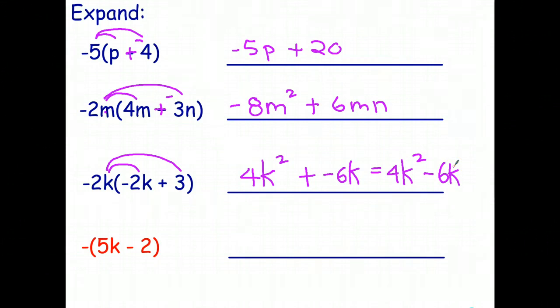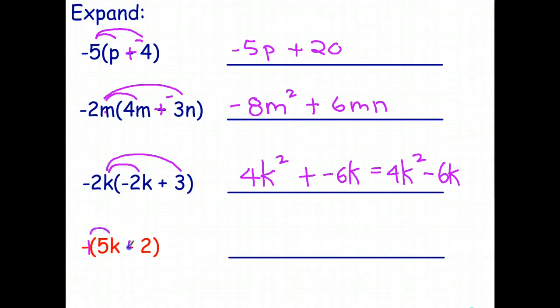Okay, the last one is in red because that's a bit of a challenge question. We don't actually have a number outside. We just have a negative sign. So whenever you see just a negative sign without a number, what it implies is that number is actually -1. So if you don't see a number outside a bracket, put a 1 in there. Now we can proceed as before.